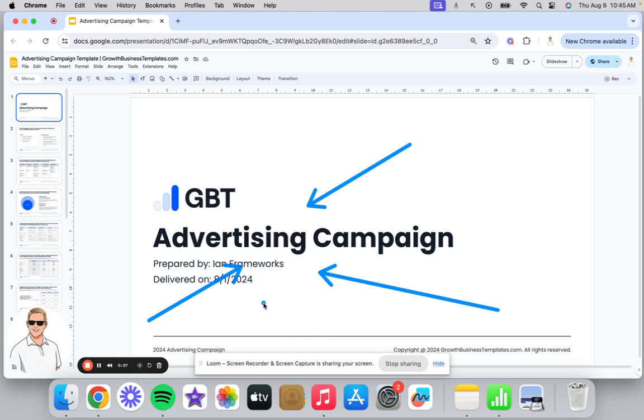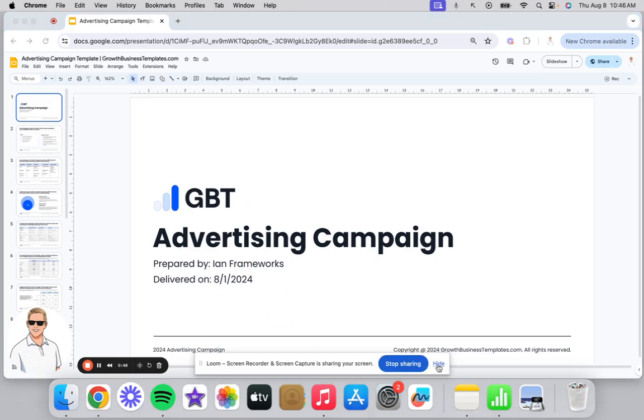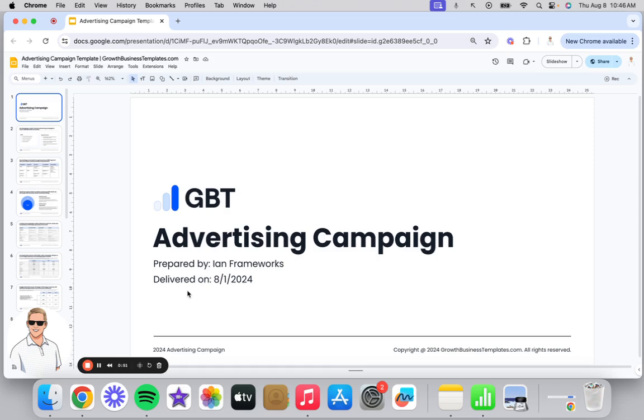So I'm going to walk you through the advertising campaign template today. I'll go slide by slide. I'll explain the rationale of including all the content in each slide. And for context, just so you know, I currently run demand gen for a software company. It's a B2B software company that does around 100 million in annual recurring revenue. So let's jump into it.